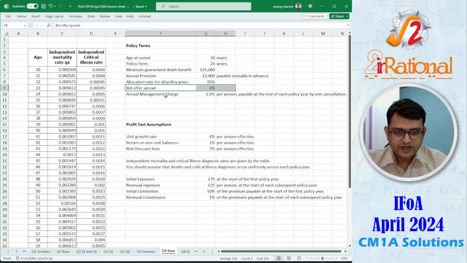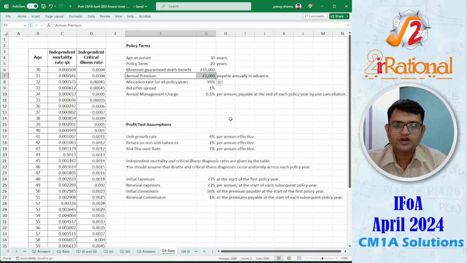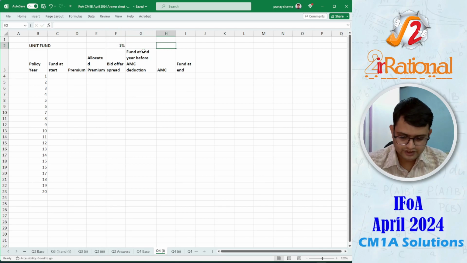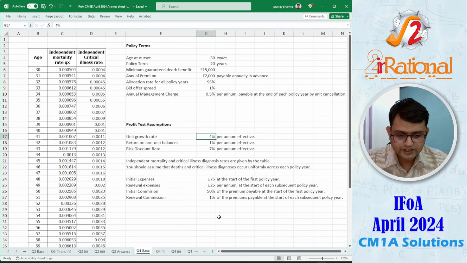Bid offer spread, annual management charge (AMC) and allocation rate. That's it. And annual premium. These are the only things that are going to be important for the unit fund. They have already made this table for us. Here I'll just write down the rates. Bid offer spread 1%. AMC is 0.5%. And the rate of interest, that is unit growth rate, is 4%.